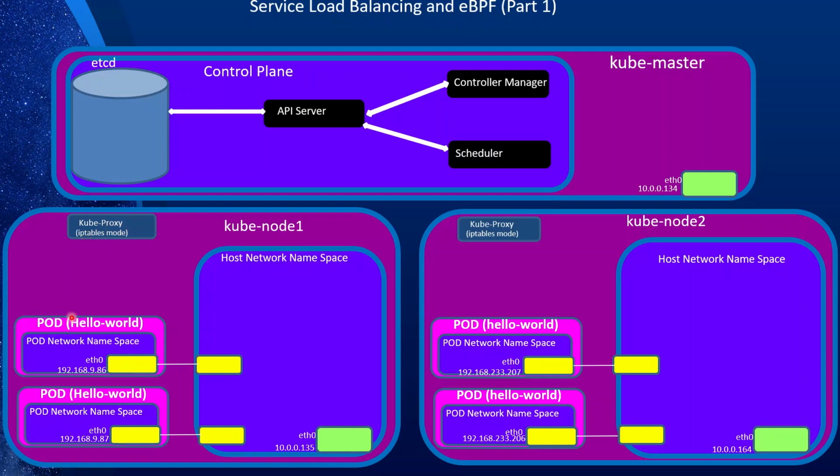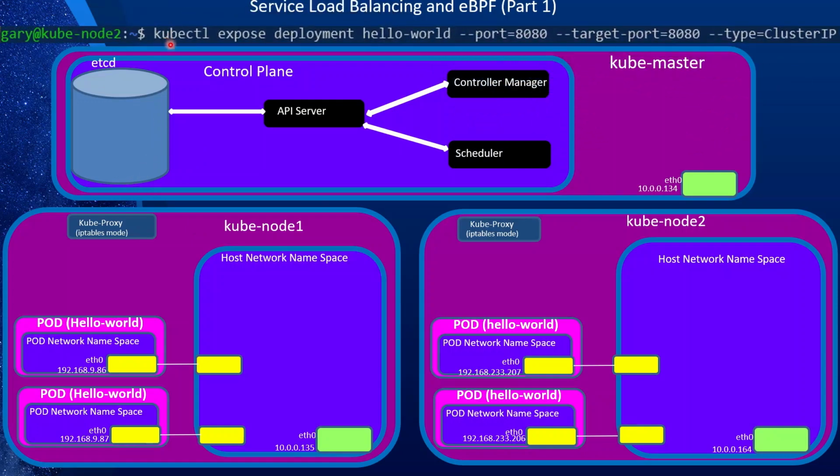In this scenario, we have an application called Hello World, and we have 4 pods installed on 2 nodes, node 1 and node 2. Now we want to create a service that the client can call, and the load balancer will forward that call to one of these 4 pods. So we can go to the command line and issue kubectl expose deployment hello world --port 8080. The service will be listening on port 8080, and it will forward to port 8080 on the pods, and the type is cluster IP.